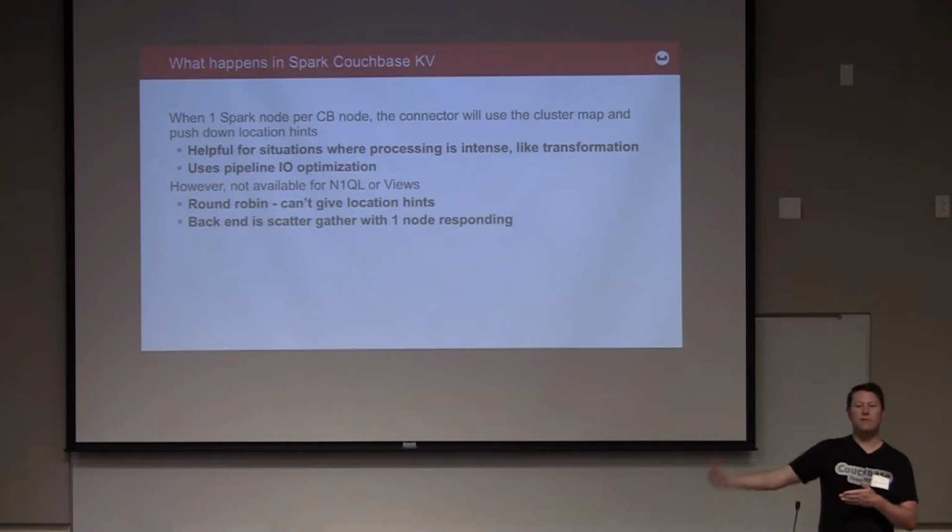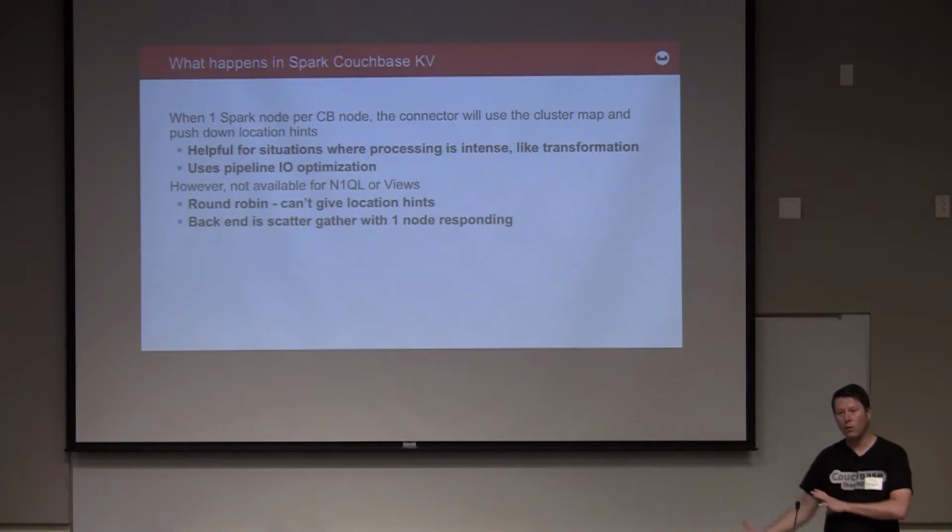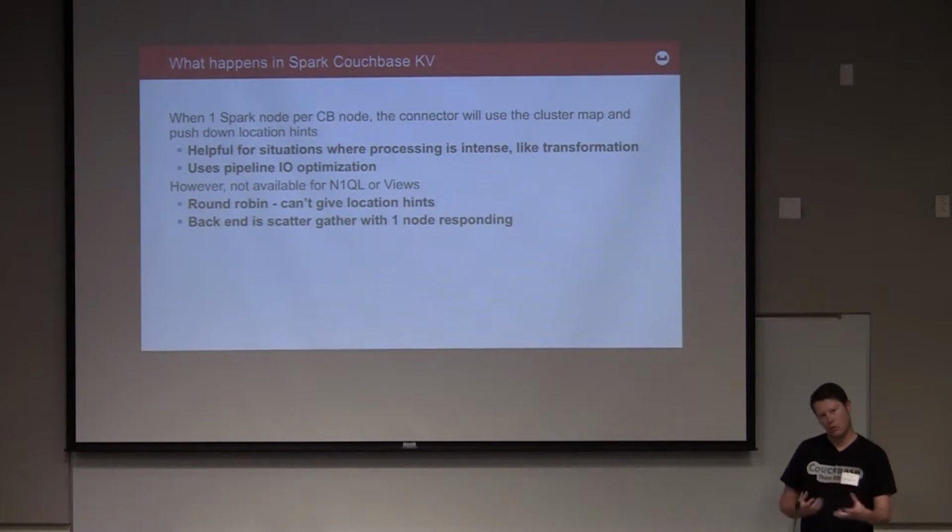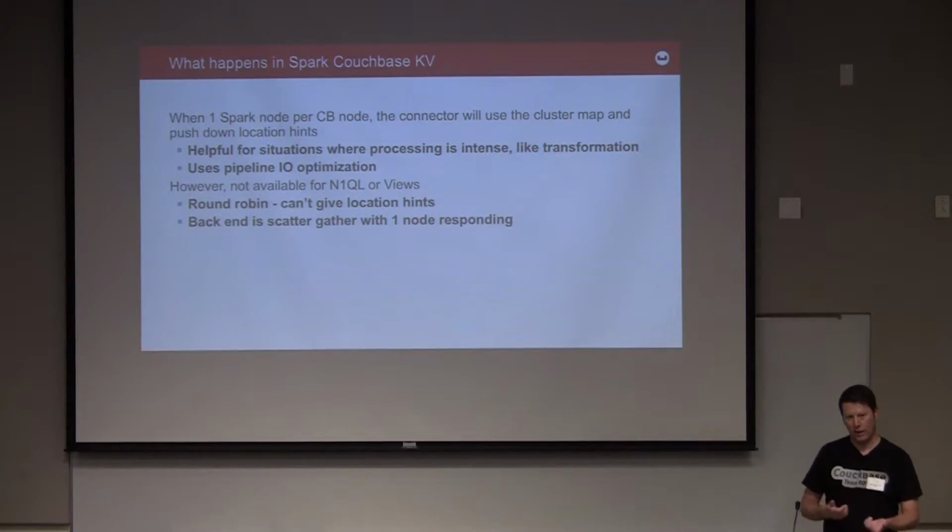so that if you're KV accessing data, we will work with Spark to schedule that local to the data. So you can just directly access the data locally. So useful for very transformation intensive kinds of situations. However, unfortunately, we don't directly have a way to do that with Nickel and Views because both of those services don't necessarily have that kind of data locality.